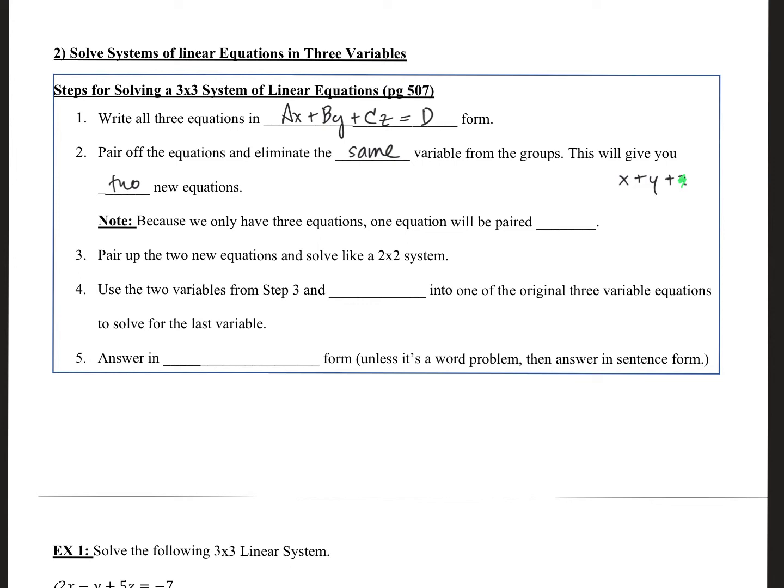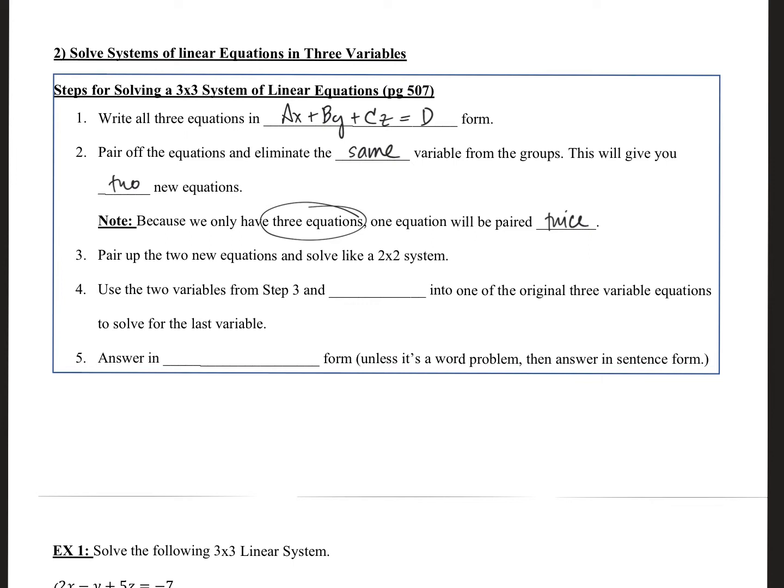We want to slim it down to just 2 variables. So step 2 is where we eliminate one of the variables. Usually we pick z to eliminate, but there are some variations. One thing to note: because we only have 3 equations, one equation will be paired twice. The lucky equation gets to be used twice, and it's up to you which one you pick, but you just have to make sure that you are pairing them off.